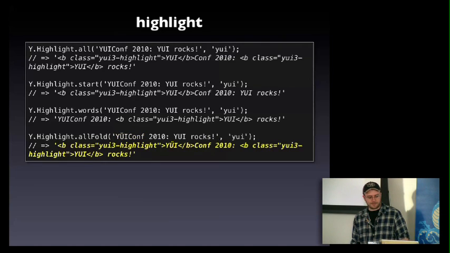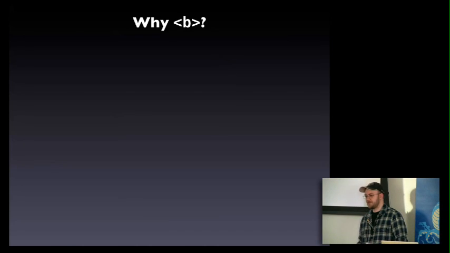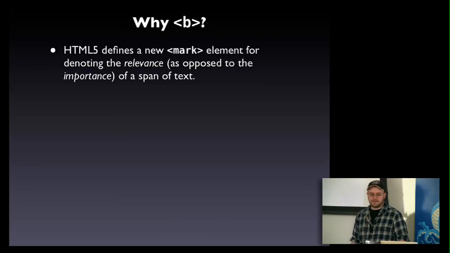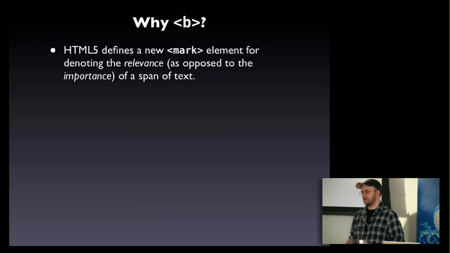So yeah, here's my highlighted accent folded string. Looking at that slide, you may have asked yourself, why is he using the B element to highlight these strings? I thought B was deprecated. I thought HTML5 said only use it as a last resort. Well, HTML5 actually defines a new element called mark that it recommends that you use for this purpose.